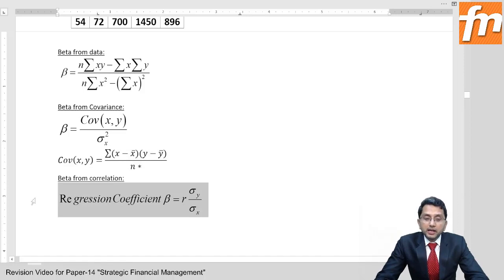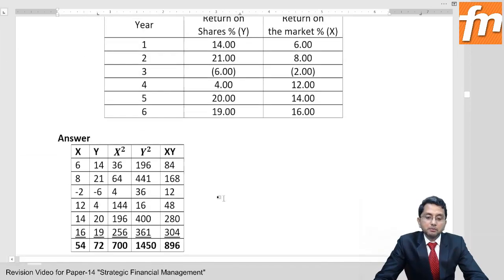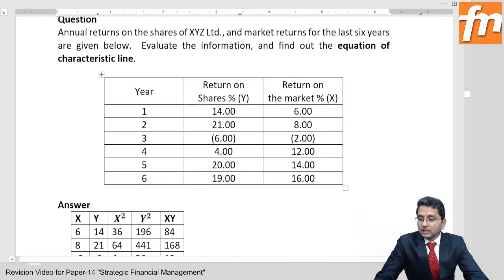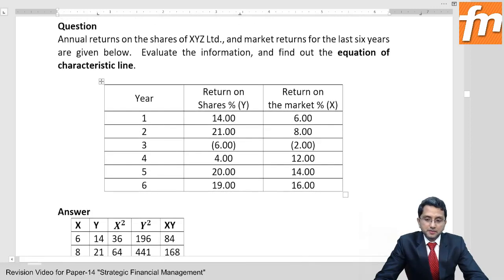How to calculate beta if correlation is given? You take the correlation coefficient. In your study material, the correlation coefficient symbol is different. I have simply used R. They have used a symbol like rho, a Latin word. Okay, so you take correlation multiplied by standard deviation of y upon standard deviation of x, and you can arrive at beta. These are various ways to calculate the beta, which is nothing but regression coefficient.